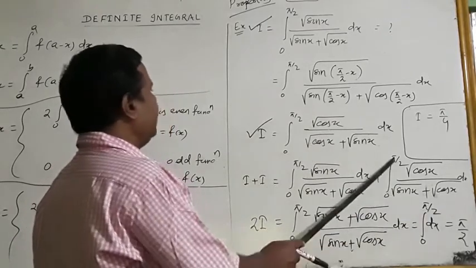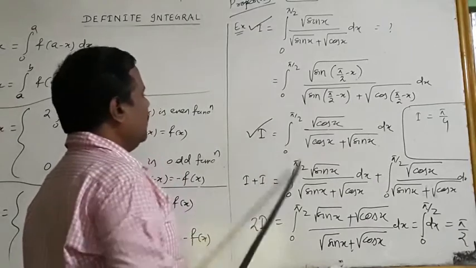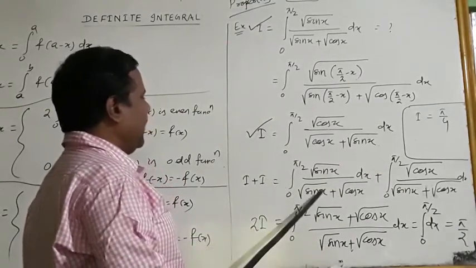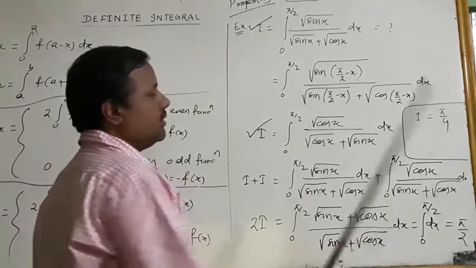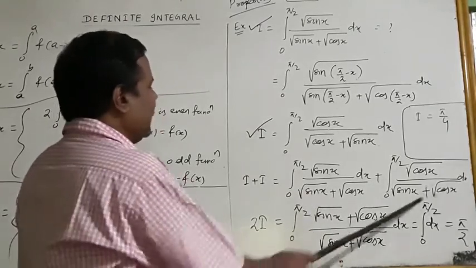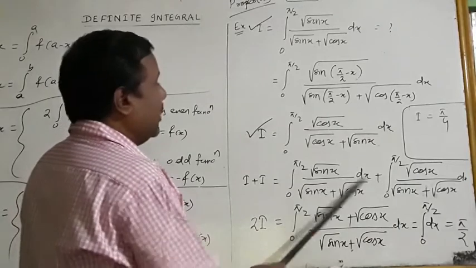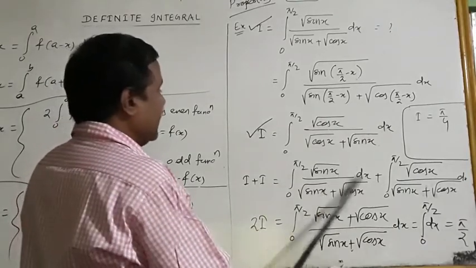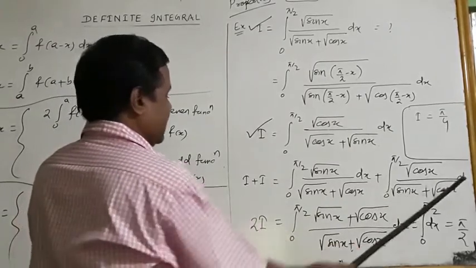It is 0 to pi by 2. It is also 0 to pi by 2. Now both are the same, 0 to pi by 2, and both denominators are also the same. So I can take one LCM and add both of them, as integral a to b f(x) dx plus integral a to b g(x) dx.